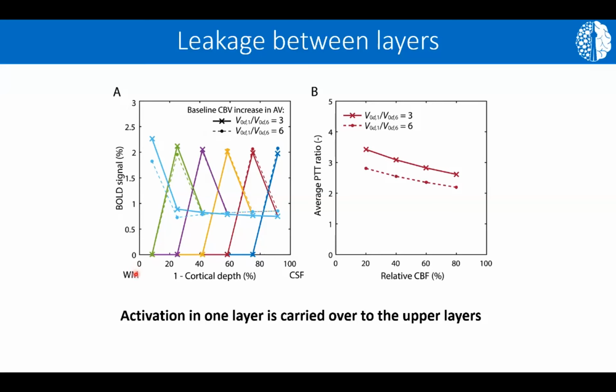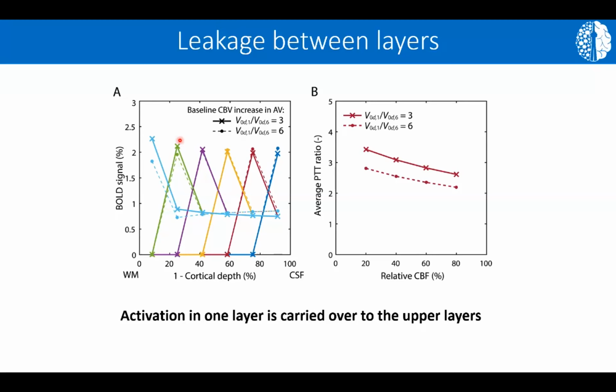On the left is white matter, on the right is CSF. What you are seeing is, because we have a model, we can just assume a certain laminar profile of neuroactivity and look at what happens in the bold signal. So we assume blood flow changes only in layer 6, and then calculate how the layer profile in the bold signal looks. That's this light blue curve. If you have activation on layer 6, then we obviously get an activation in the bold signal in layer 6. But because of the draining vein effect, we also get some activation in layer 5, 4, 3, and so on.